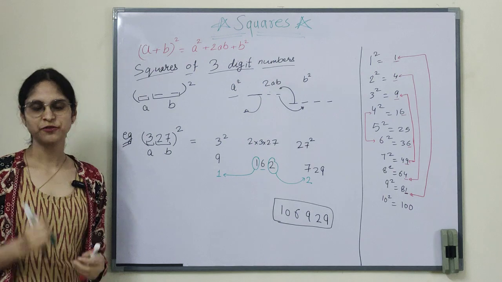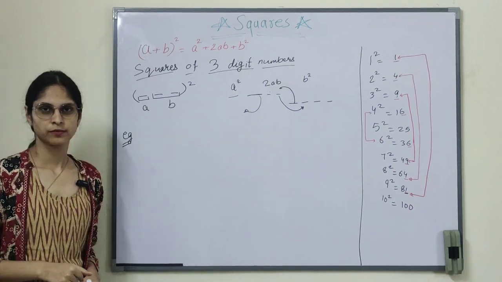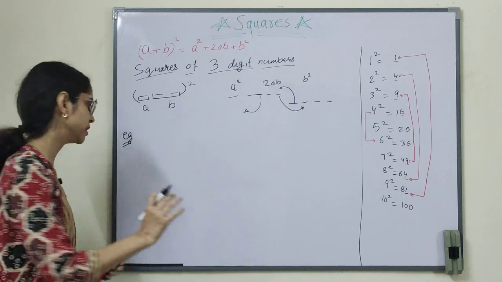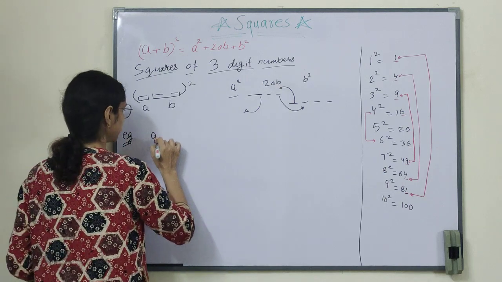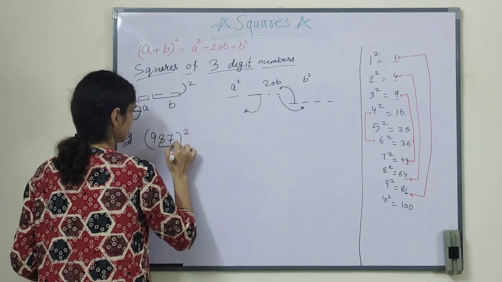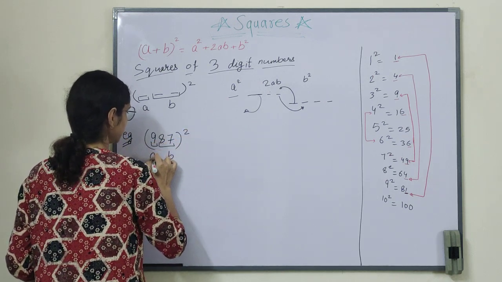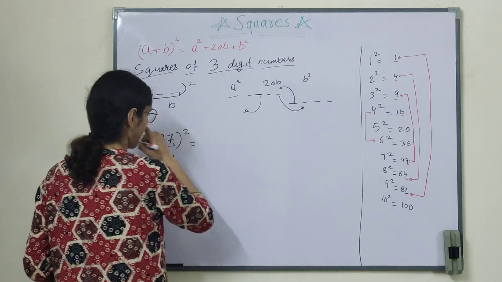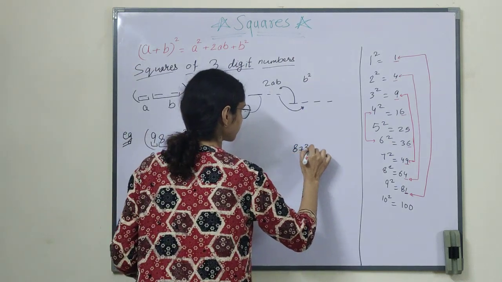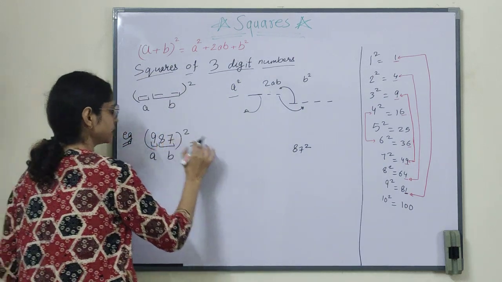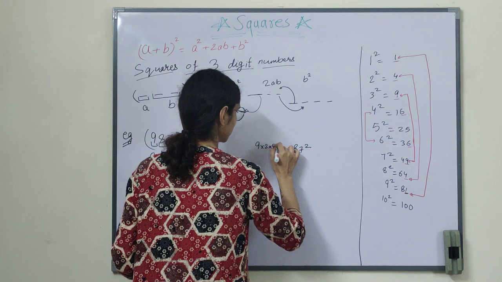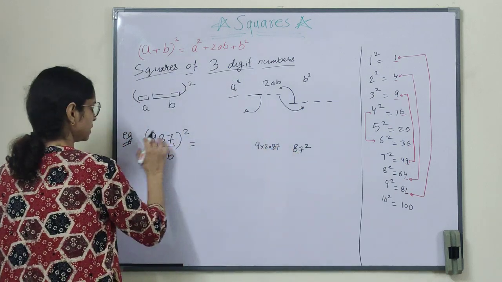Yeah, so let's take a few more examples. Now let's take a little bigger number, a little more complicated, 987 square. 87 is B, 9 is A. B square first we will write, so we will write 87 square. Then 9 times 87 times 2. And then 9 square.